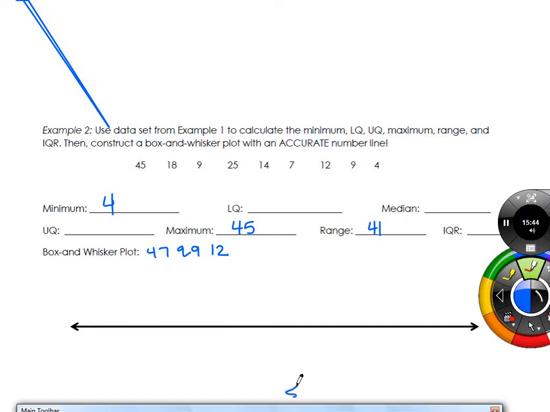I'm running out of batteries. 14, 18, 24. There's battery in the bed. Okay, so here was our data ordered.